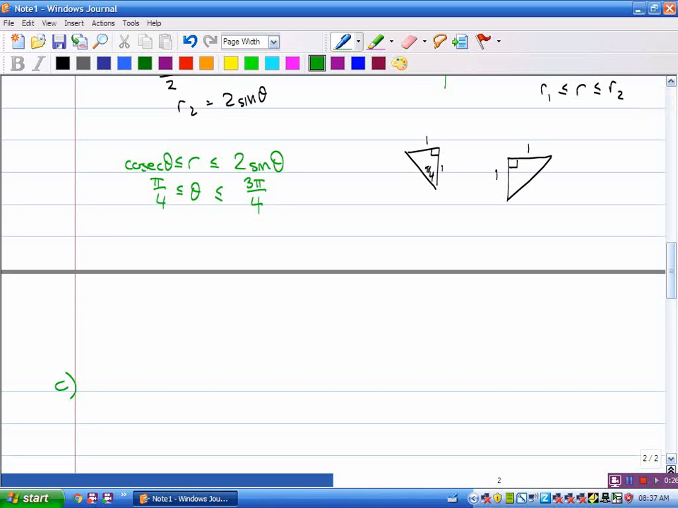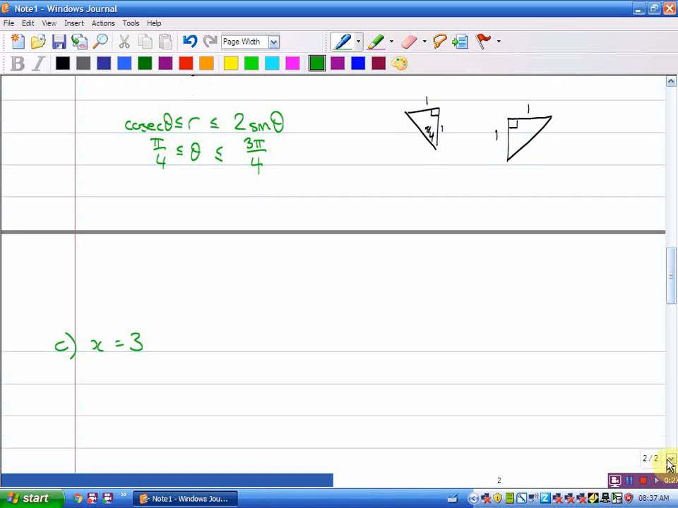Okay, 12C, the line x equals 3. This is almost kind of like a joke one because we'll very rarely require you to do this sort of thing, but x equals 3, let's have a look. What does the picture of x equals 3 look like? It looks like that. And how are we going to describe that?